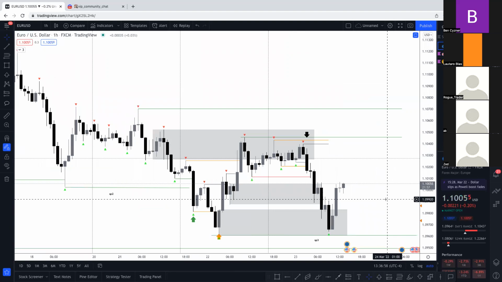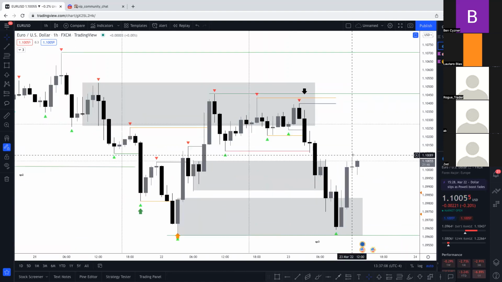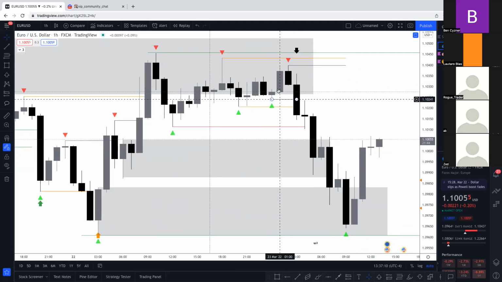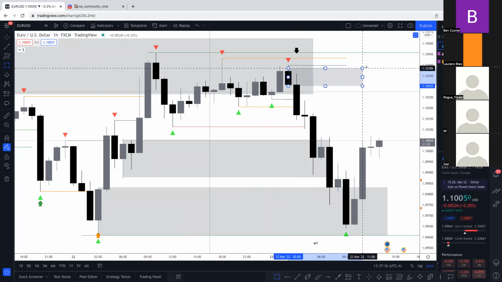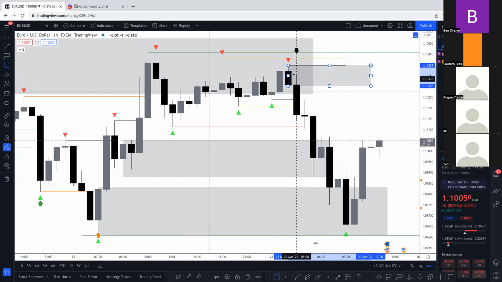Now, we need to look for all those OBs with imbalance that caused a break of structure. They have to cause a break of structure. So let's backtrack here. We came and did what? We broke structure. This OB left an imbalance. So this is a valid, not mode of entry, but POI to look at for confirmation entries to go short.